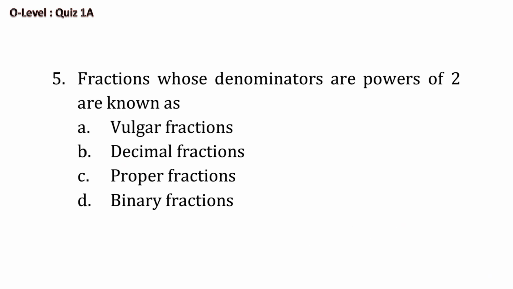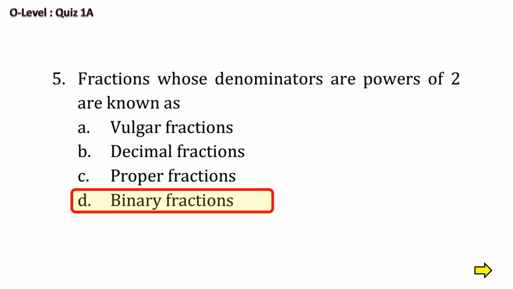Question 5. Fractions whose denominators are powers of 10 are known as. When the denominator of a fraction is a power of 10, then it should be binary. And note that the binary digits are 0 and 1. Proper fractions, numerator is less than denominator. Decimal fractions, their bases are base 10, and vulgar fractions are the normal fractions that we know.